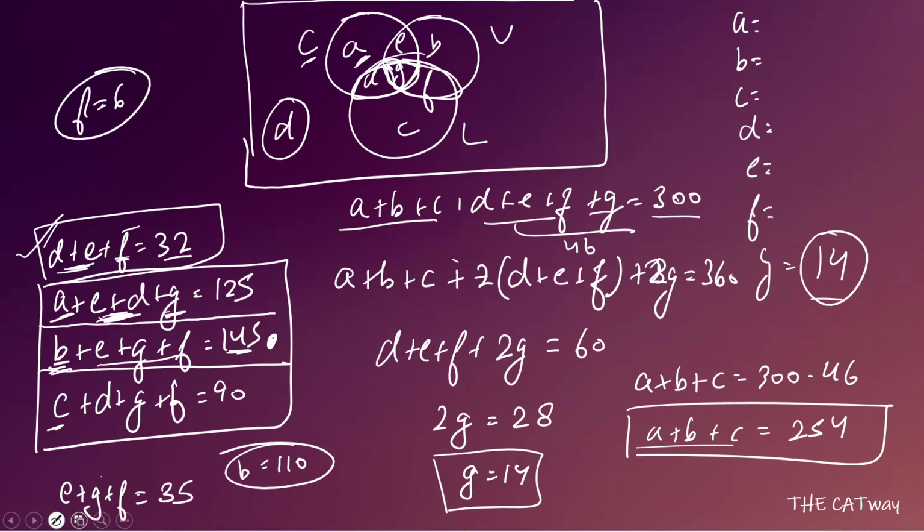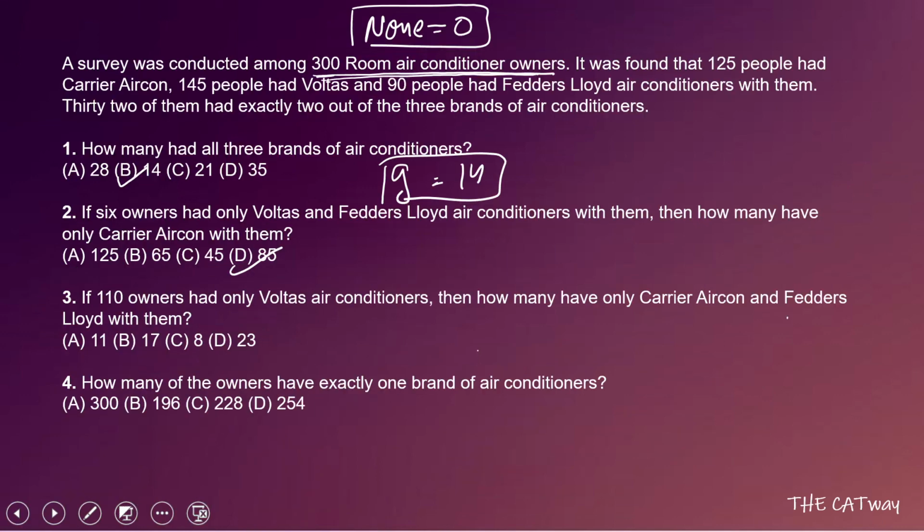Out of that, G is 14, so E plus F will be equal to 21. We were to find the value of D. Now D plus E plus F is 32, and E plus F is 21. That means D will come out to be 11. So the correct answer will be option number A, 11.